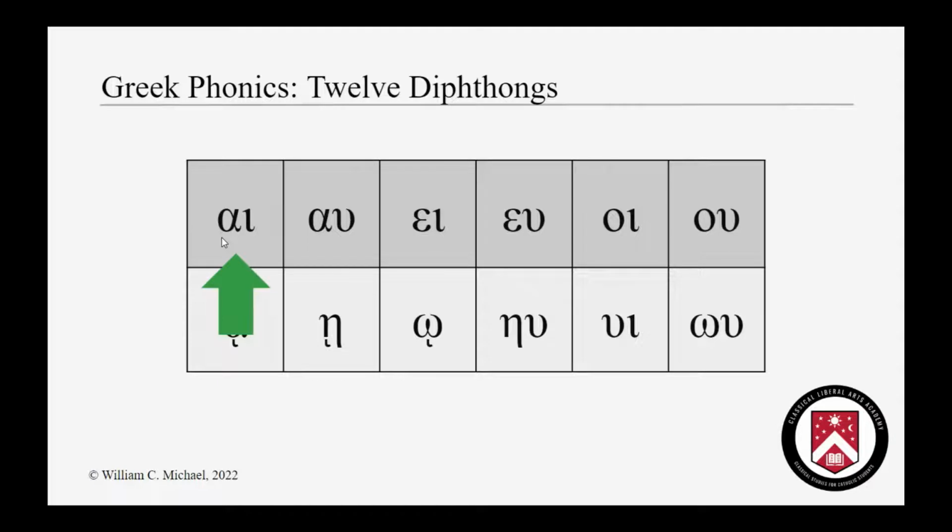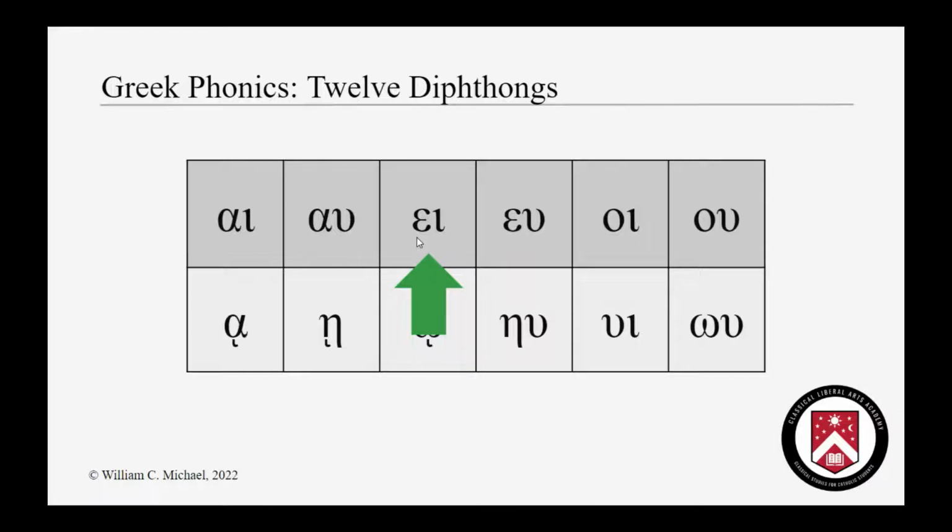The first diphthong is made of the vowels alpha and iota. These vowels are read together as one syllable in Greek. So we would join them together and read ai as one syllable. The second diphthong is made of the vowels alpha and upsilon. We read these together as one syllable in Greek. Au, au, au.